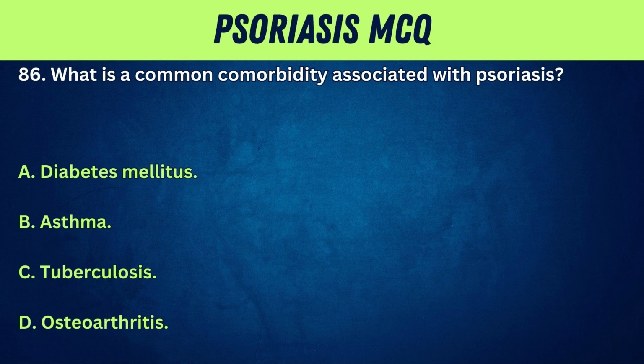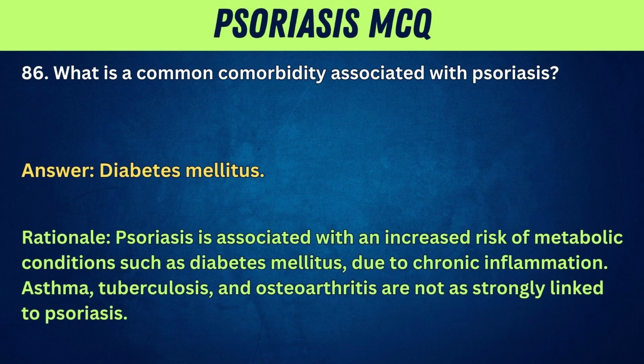86. What is a common comorbidity associated with psoriasis? A. Diabetes mellitus. B. Asthma. C. Tuberculosis. D. Osteoarthritis. Answer: diabetes mellitus. Rationale: psoriasis is associated with an increased risk of metabolic conditions such as diabetes mellitus due to chronic inflammation. Asthma, tuberculosis, and osteoarthritis are not as strongly linked to psoriasis.